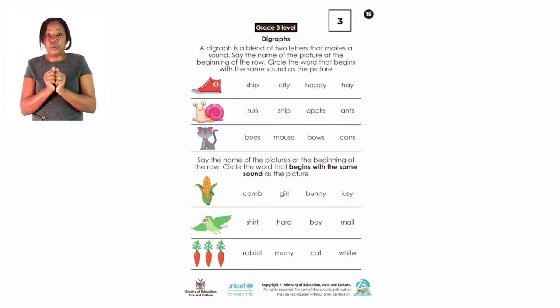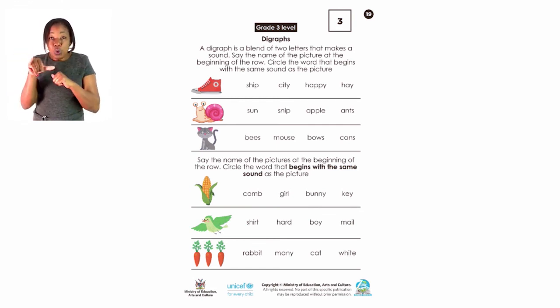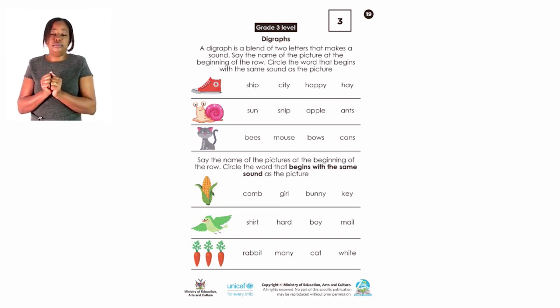The second one, what is that picture? Which word is starting with the sound of the name of that picture? And the third picture also, what is the sound which the name of this picture starts with? You circle that word. Are we together? Okay. I think that is fun. Enjoy.